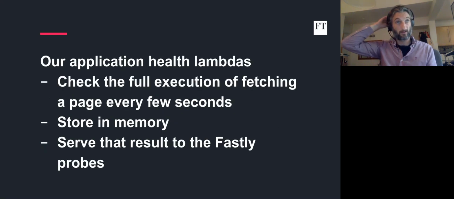So in this example, the Lambdas which were checking the health of the application would run a job checking that you could fetch a page successfully and authenticate. They do that every few seconds and store the result of that in memory. Then when this storm of requests were coming in from all the Fastly points of presence probing the application, that one result was shared between all of them, which has saved us a lot of compute time.